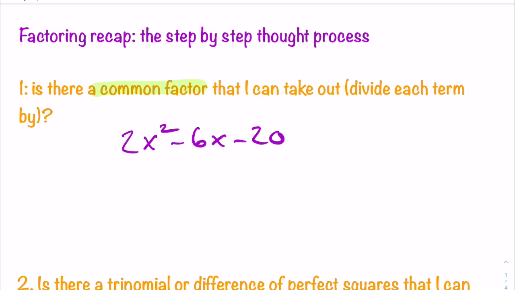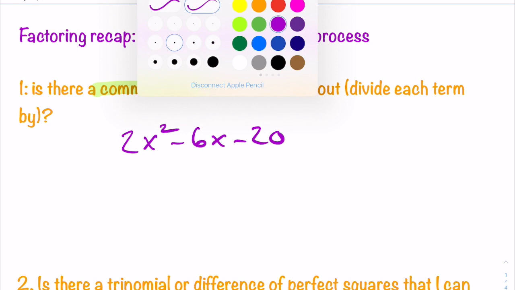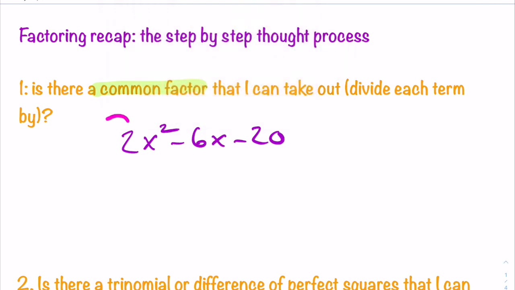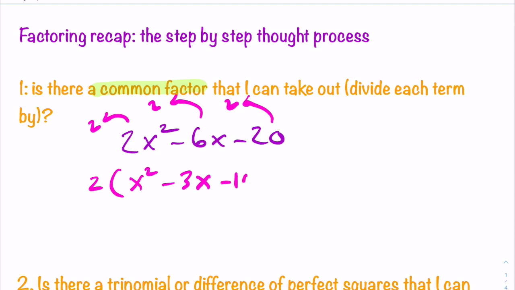And so the way I think about that, and I'm going to just change the color here, is I can take out a 2 from there and from there and from there. And when I say take out, I really mean divide. So that's what I'm going to do. I'm going to take out the 2, and I'm going to divide each term by 2, and just see what's left. So 2x squared divided by 2 is just x squared. Negative 6x divided by 2 is negative 3x. Negative 20 divided by 2 is negative 10.